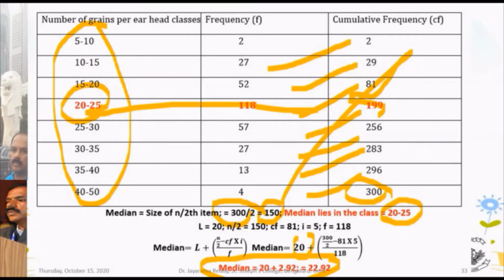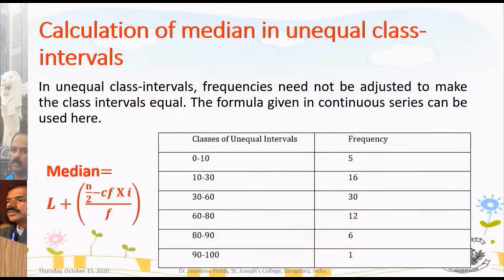Median is 22.92. Calculate the median in an unequal class interval when the classes are not equal. Classes need not be equal.